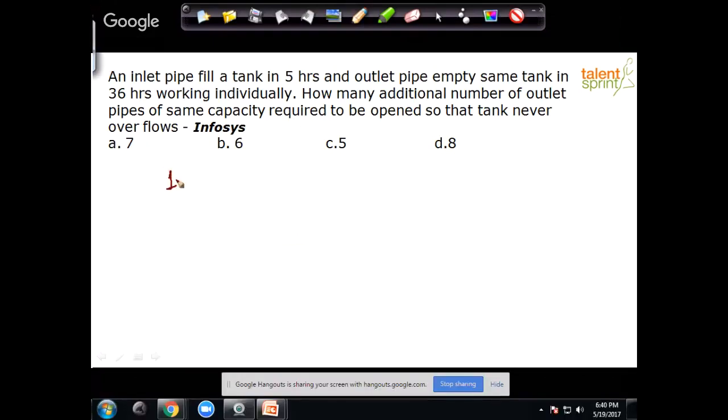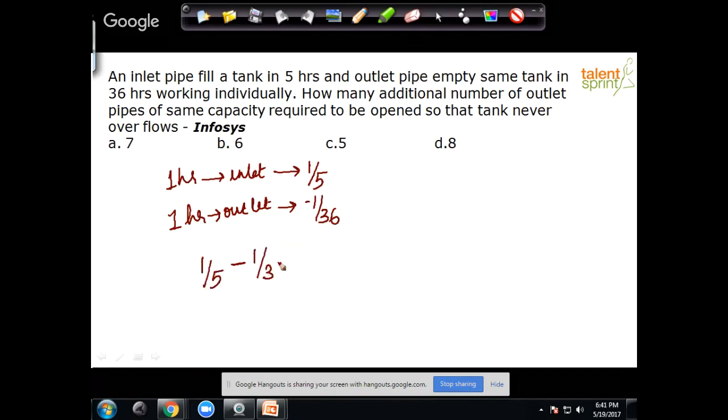So, in 1 hour, what is the work done by the inlet pipe? The inlet pipe, in 1 hour, is filling 1/5 of the tank. Similarly, in the same 1 hour, the outlet pipe is emptying 1/36th of the tank, so I am putting minus 1/36. The total work done by both the pipes put together in 1 hour is 1/5 minus 1/36.